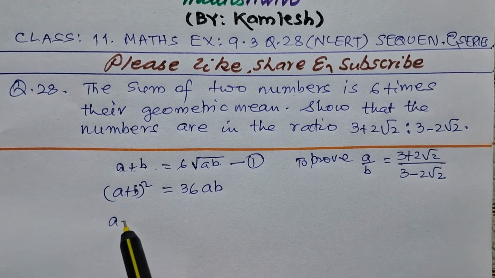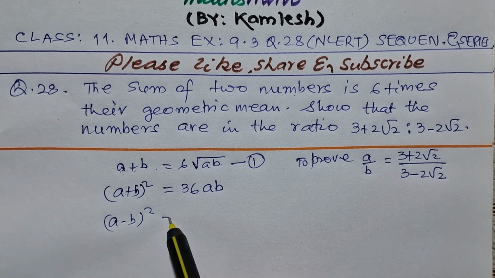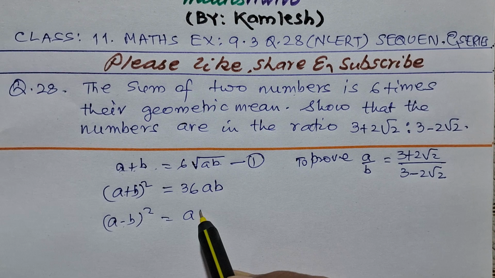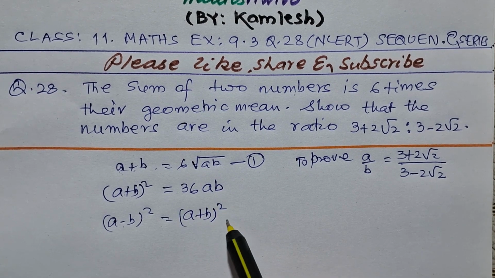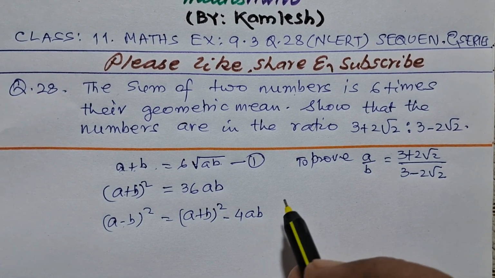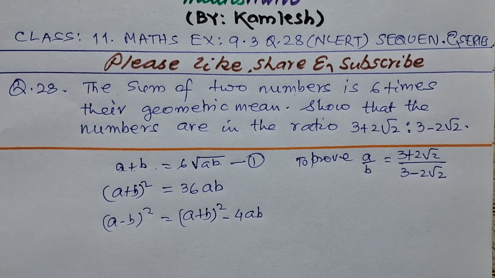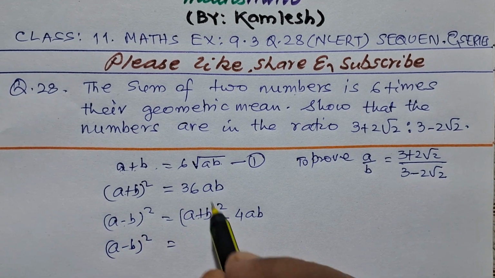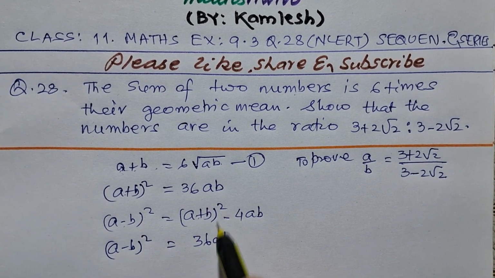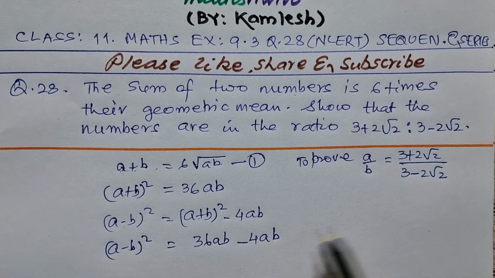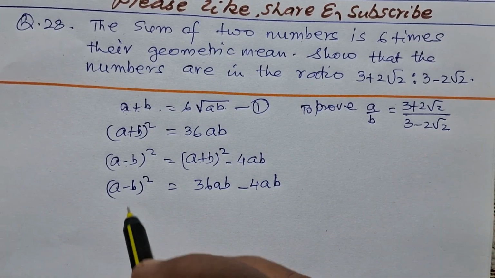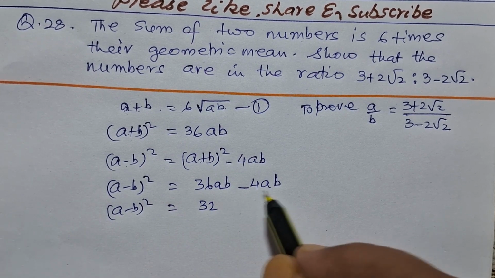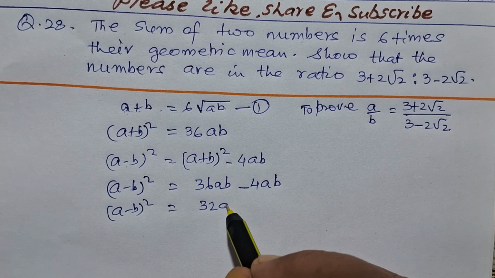So we shall take now a minus b whole square, and in terms of a plus b whole square it will be a plus b whole square minus 4ab. This is a very old formula we know from class 9 and 10. Now a minus b whole square, a plus b whole square is 36ab here minus 4ab. So a minus b whole square will be 36ab minus 4ab, that is 32ab.